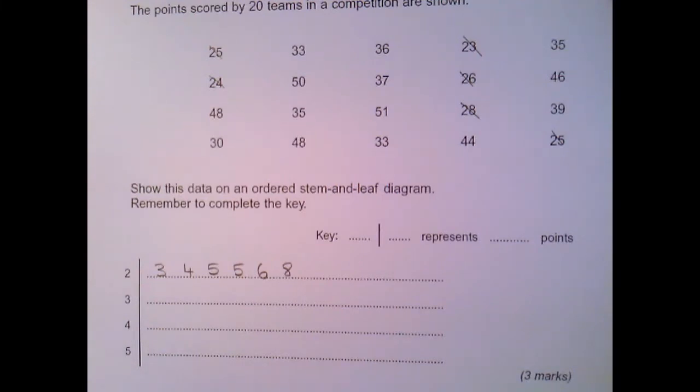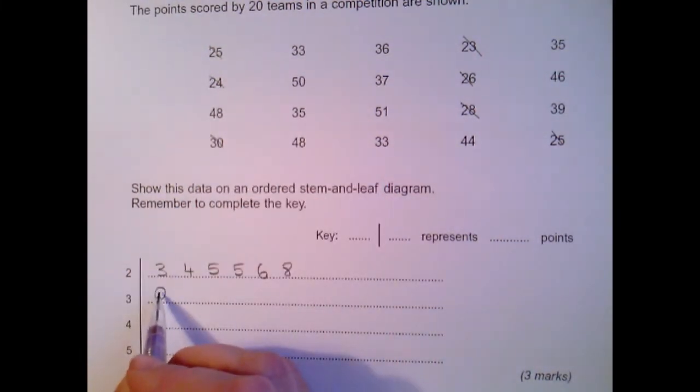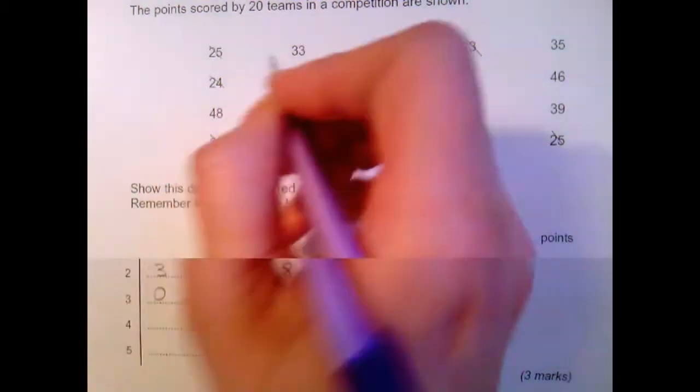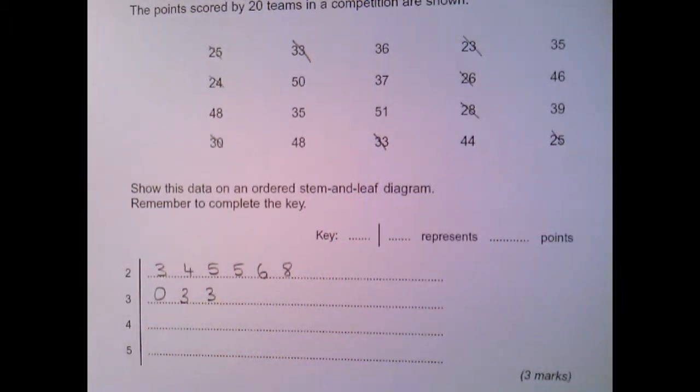So the smallest one in the 30s there is 30. So you put down the 0 and then the 30 bit is over there. Then there's no 31s, 32s, there's a 33 and a 33, so you write the 3 down twice. If a number appears twice, then you have to write it down twice.